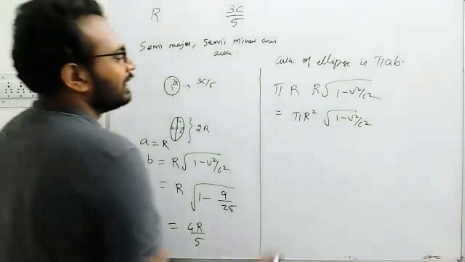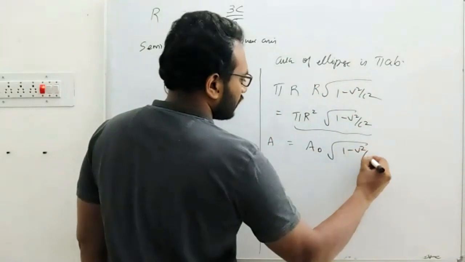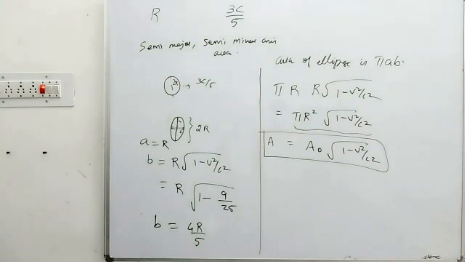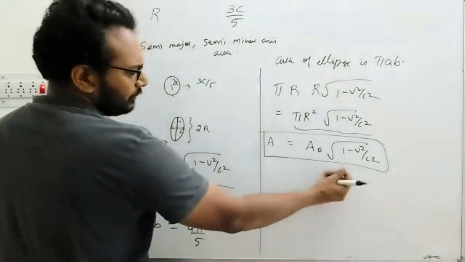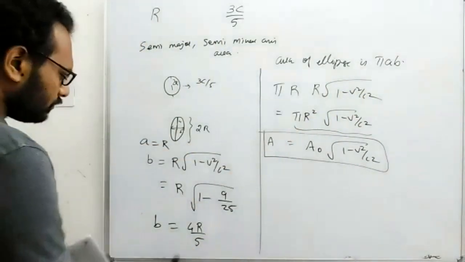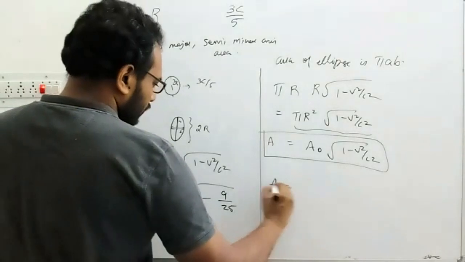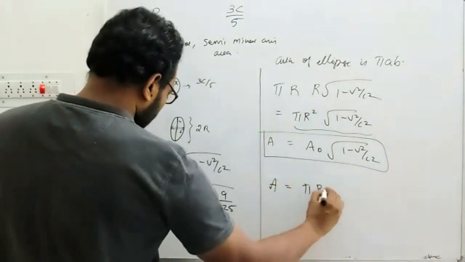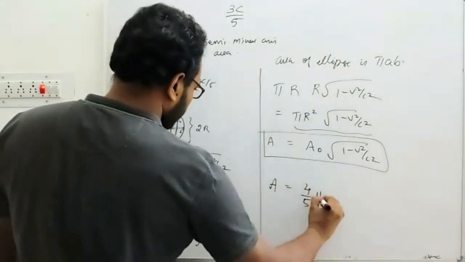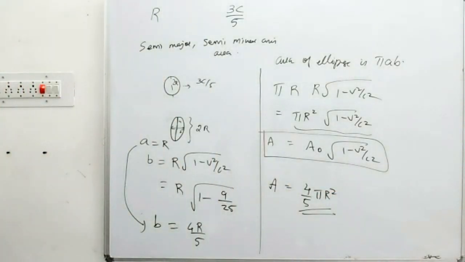I just want to show that the area also goes like this: A is equal to A0 multiplied by the square root of 1 minus v square by c square. So you can just use this formula, or you can multiply pi AB here. We already found this, so the new area is 4 by 5 pi R square.